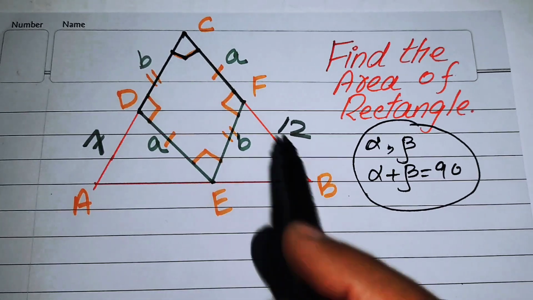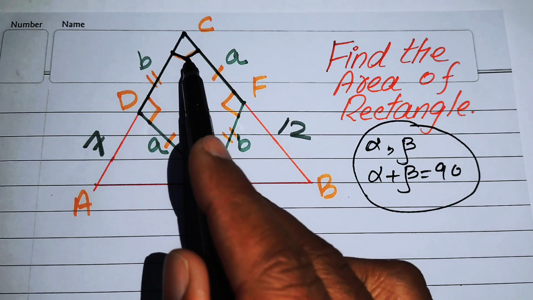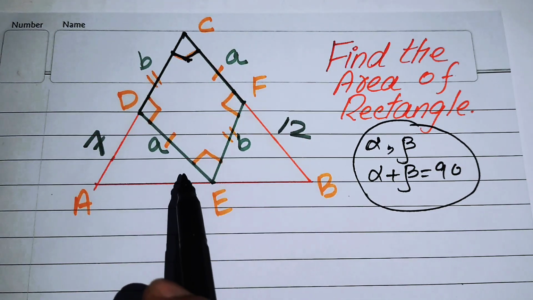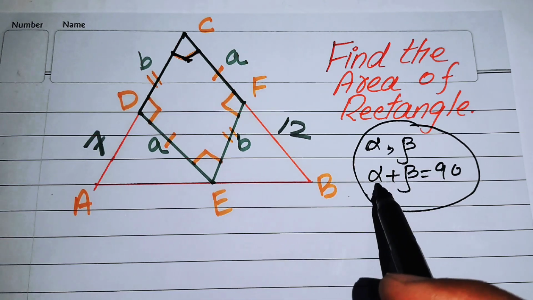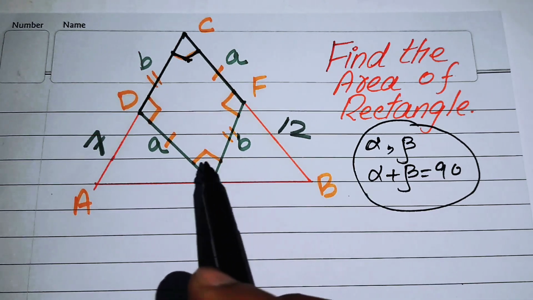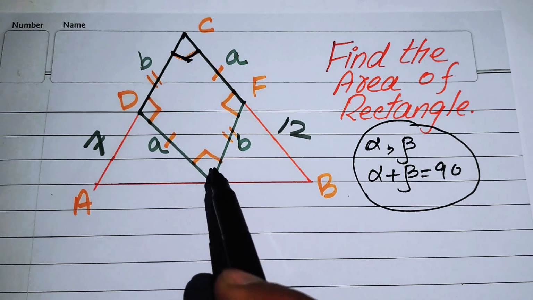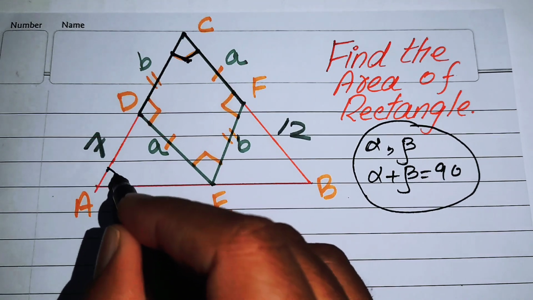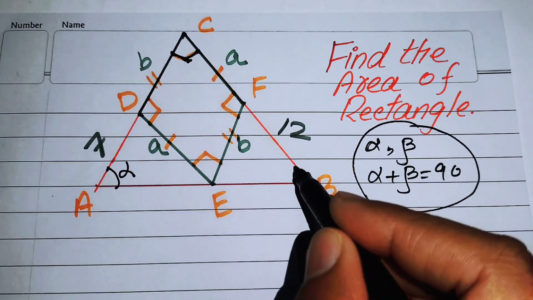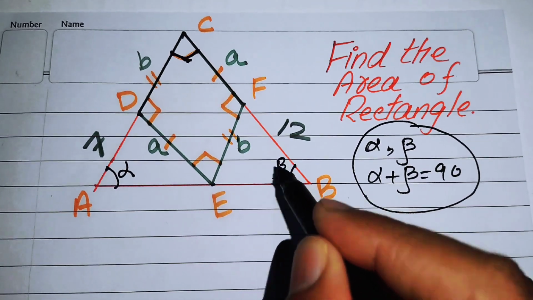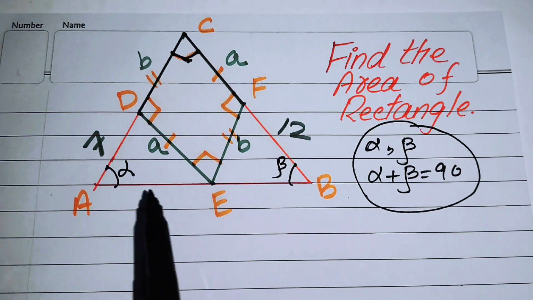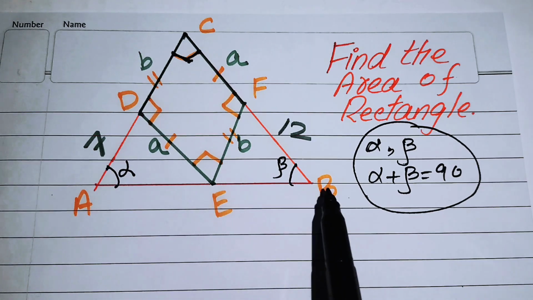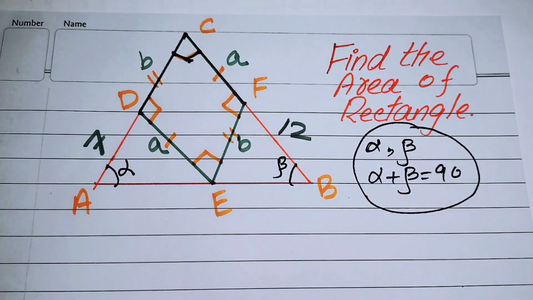So in triangle ABC, this angle is a right angle, or 90 degrees. It means that the sum of the other two angles should be 90. Here we suppose that this angle is alpha and this angle is beta. So alpha, beta and 90 are the angles of triangle ABC.